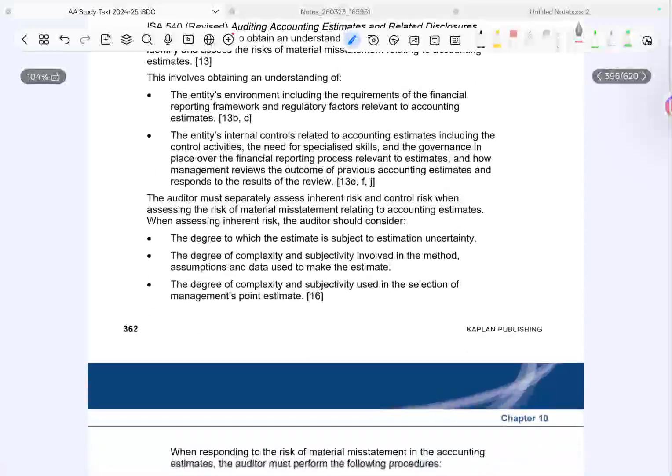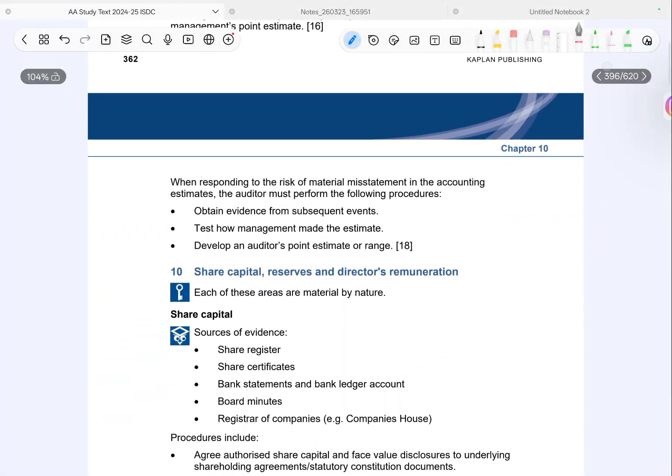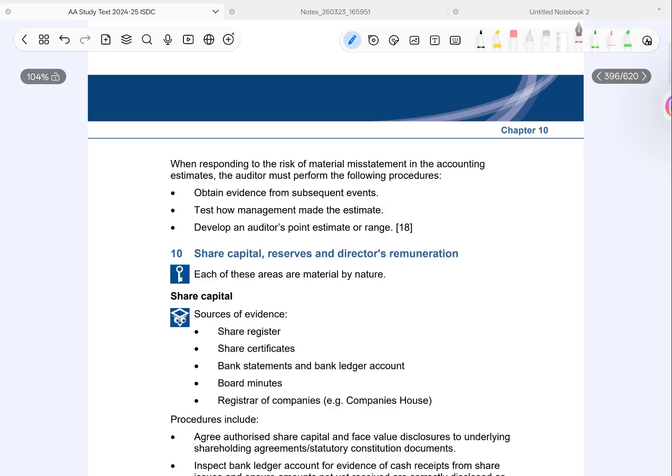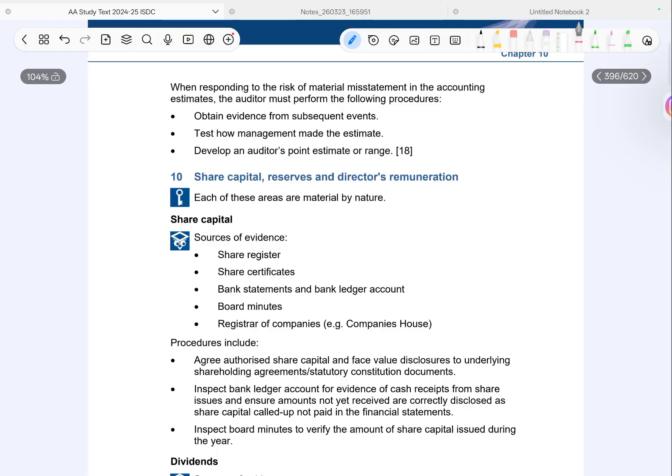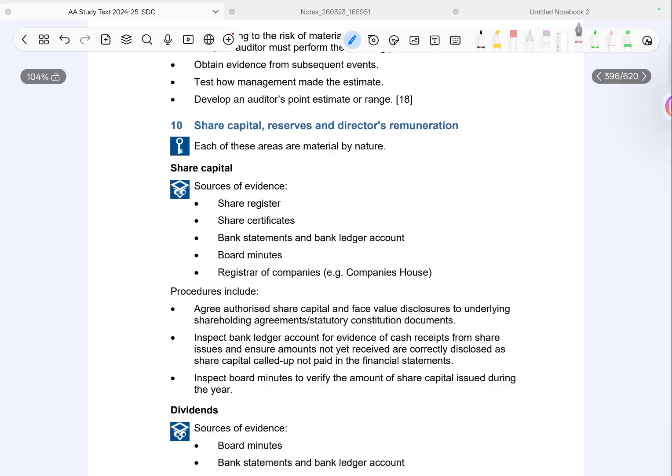When responding to risks in accounting estimates, the auditors perform key procedures to obtain reliable evidence. They obtain evidence from subsequent events to check whether later information supports or contradicts management's estimate. They also test how management arrived at the estimate, including the assumptions, methods, and data used. In some cases, the auditor may develop their own point estimates or a range to compare against management's figure.